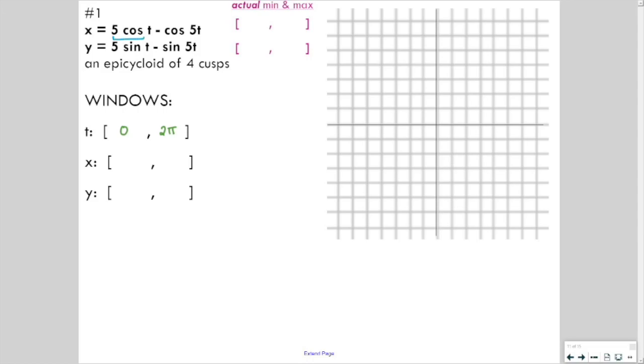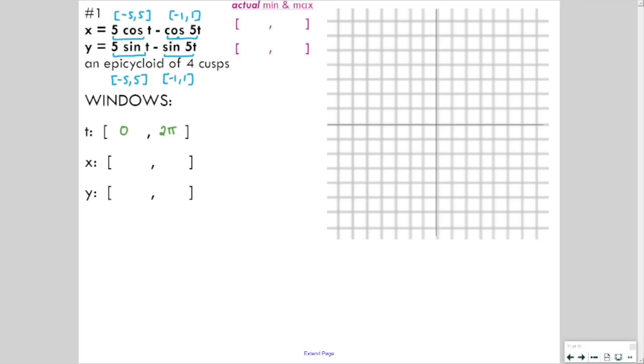Now, just like we did the periods, we're going to look at each one of these terms separately and kind of determine the minimum and the maximum for each. So in our top definition of x, that first term, 5 cosine t, that has a min and a max of negative 5 and 5. The cosine of 5t, negative 1 to 1. We go down to the bottom, 5 sine t goes negative 5 to 5, sine 5t, negative 1 to 1. We're looking at the amplitudes here in order to give us the minimums and the maximums.